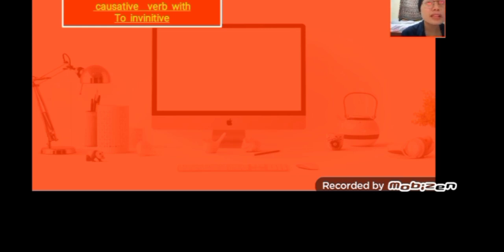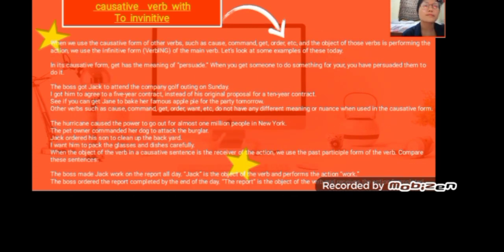Okay, the next material, causative verb with to infinitive. When we use the causative verb of other verbs such as cause, come on, get, order, etc., and the object of this verb is performing the action, we use the infinitive form, or verb in to, of the main verb. Let's look at some examples of this.